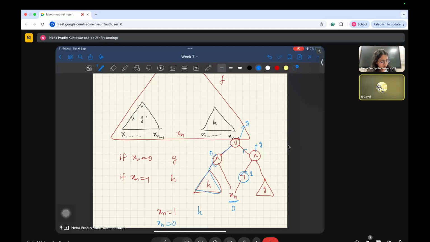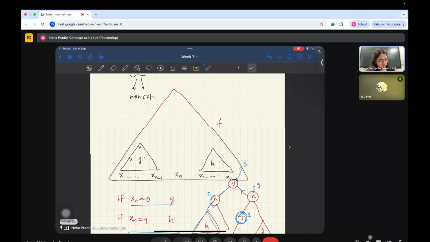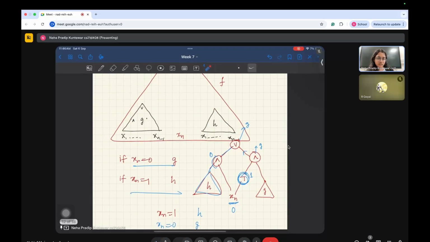This is because we are allowed to use a negation, so we separately took care of the two cases using the negation gate. But here the point is that we are not allowed to use a negation gate. So how do we do that? It's actually a very small modification of what we did just now.